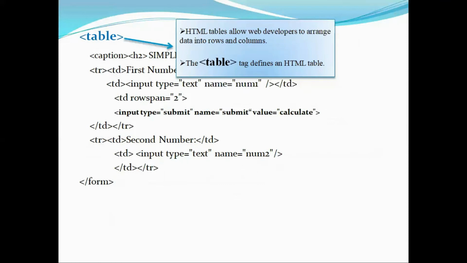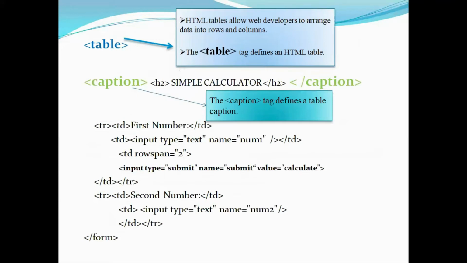Next we start with the table tag. We already know that HTML table tags are used to create a table in terms of rows and columns. Next is the caption tag. What do you mean by that? The HTML caption tag defines the table caption. The caption tag must be inserted immediately after the table tag. Along with that, we use one more heading tag called H2, which specifies the heading, simple calculator. And one more thing, the caption tag is a block tag. You should have a closing tag.